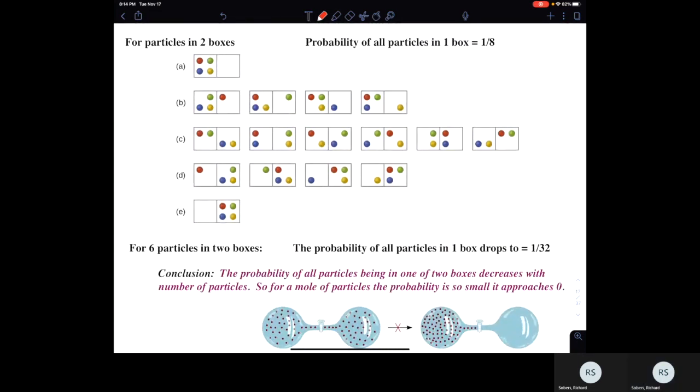Now, I just make a comment here without doing it. Here we had two boxes, 4 particles. If you were to increase it to 6 particles, you would find that the probability of having all 6 on one side or the other, I drew them on the left, but one side or the other, is 1 in 32.